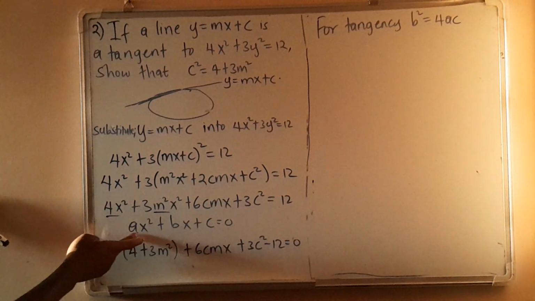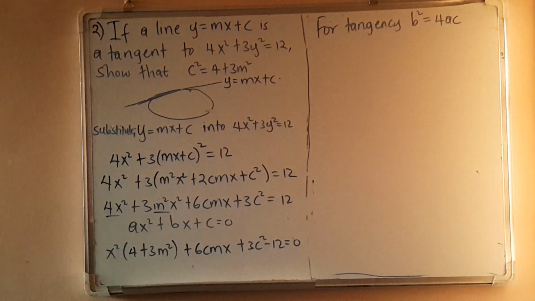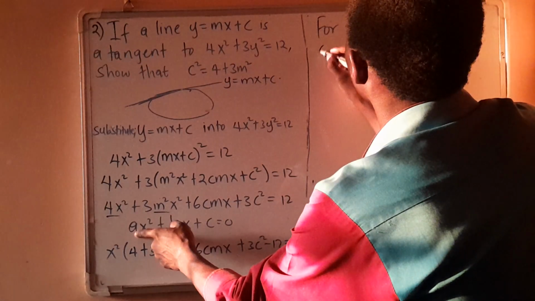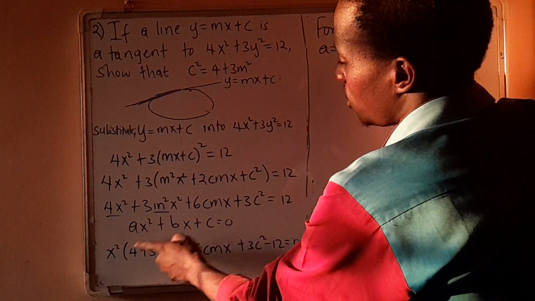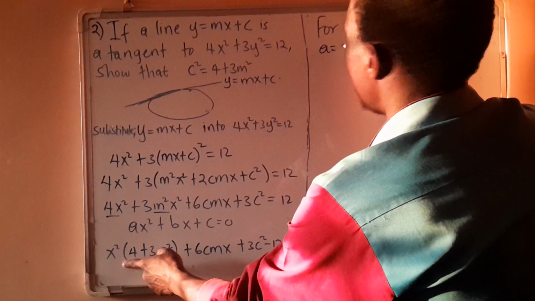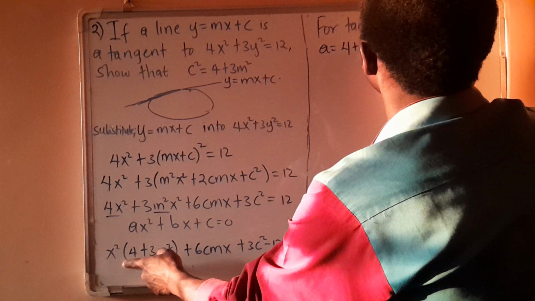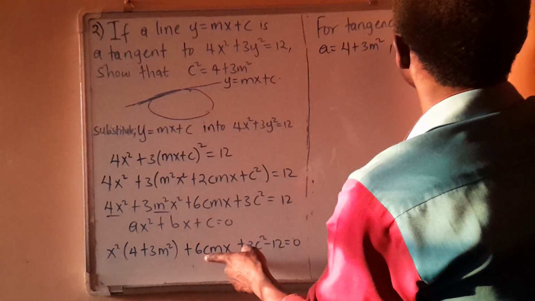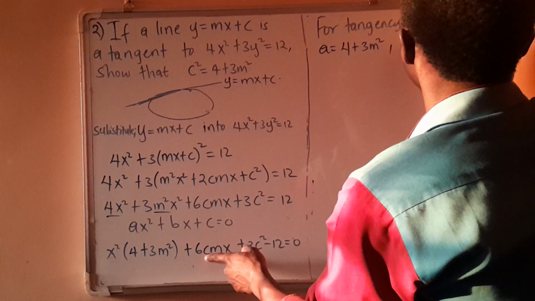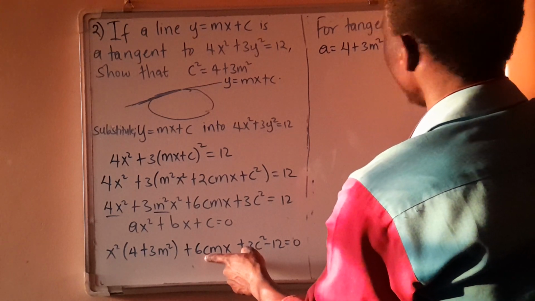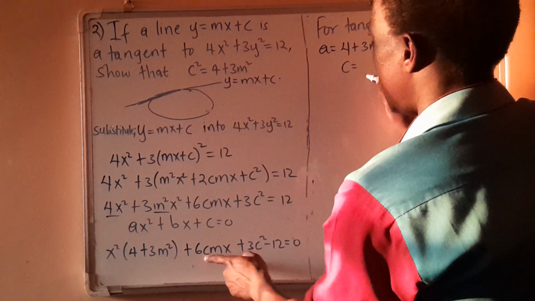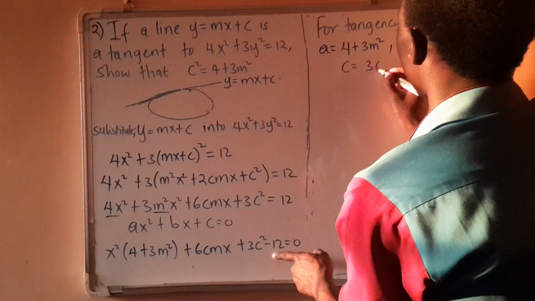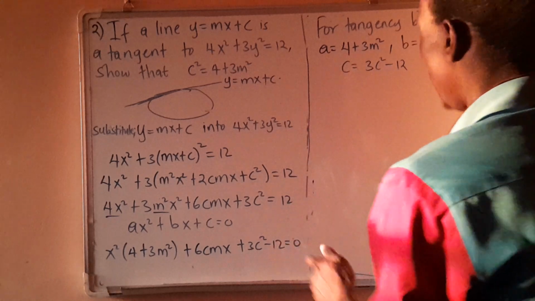So this is the general form of a quadratic equation. Look at this and this, and compare both of them. Where there is a, that is the coefficient of x squared. So the coefficient of x squared in this equation is 4 plus 3m squared. Then b is the coefficient of x, which in this form is 6cm. Then c is this last term, which is 3c squared minus 12.